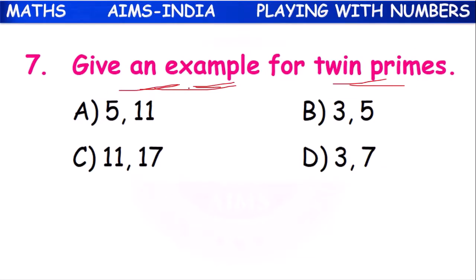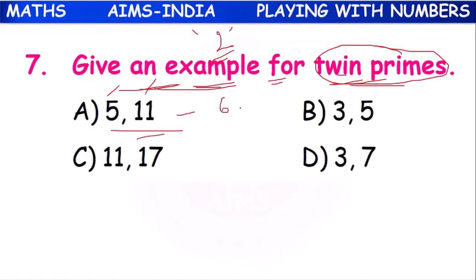So give an example for twin primes. So what are twin primes? The two prime numbers which differ by 2 are said to be twin primes. So here 5, 11 are primes, but their difference is 6. So wrong answer. 3, 5 are prime numbers. Their difference is 2. Correct answer.